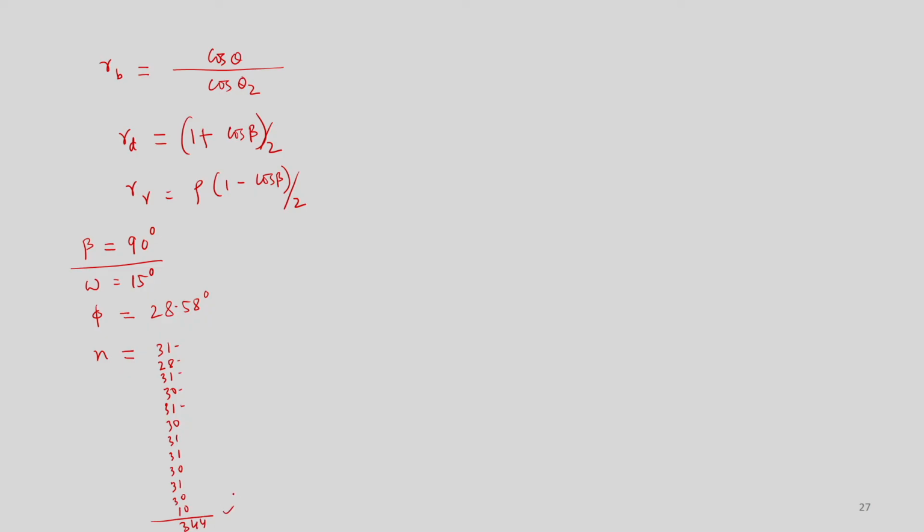So, n is known. If we know n, then we can calculate what delta is. We know delta is 23.45 sine of 360 by 365 times (284 plus n). This n is nothing but 344. If we substitute there, delta is equal to minus 23.04 degree. So, we know all those values now.